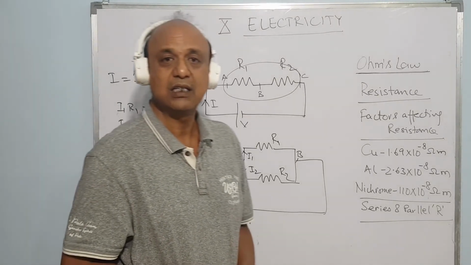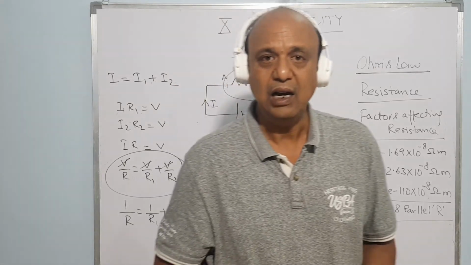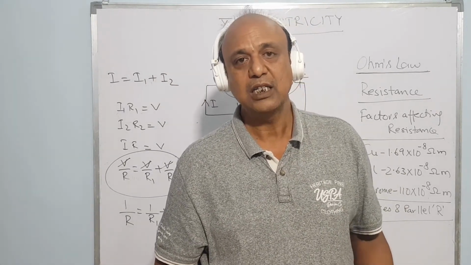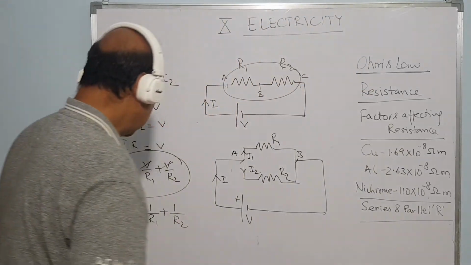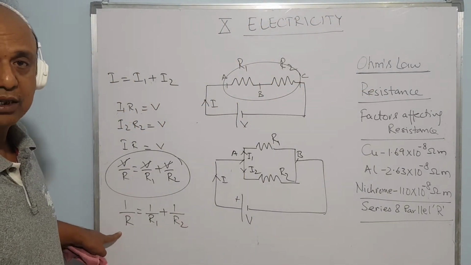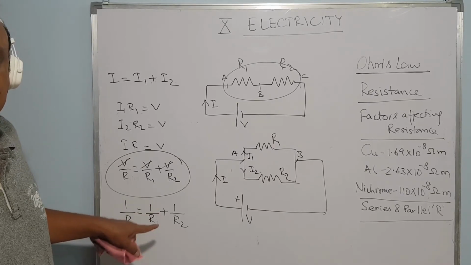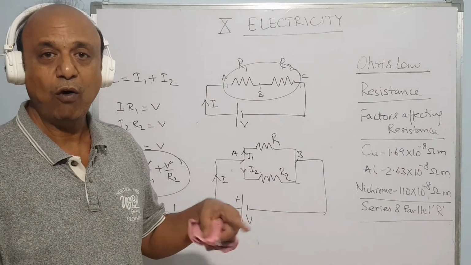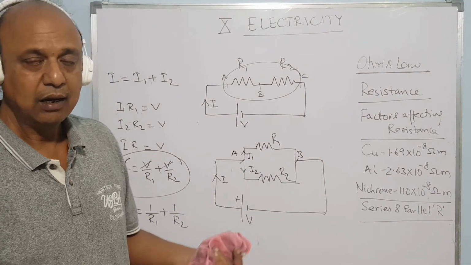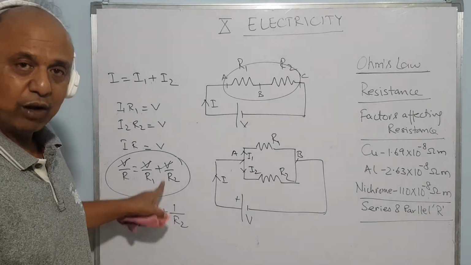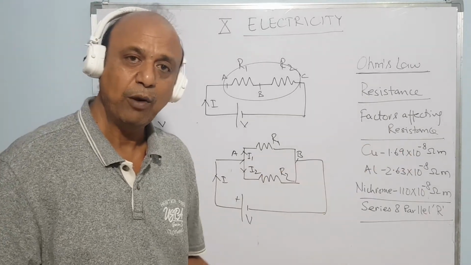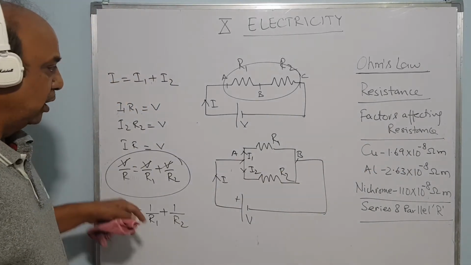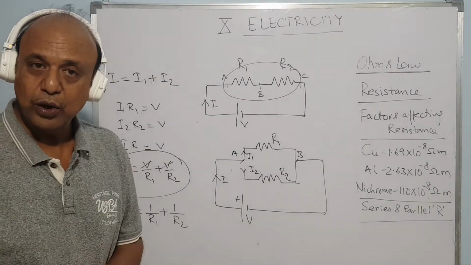That means if the resistances are connected in parallel, how do we find the equivalent resistance? The reciprocal of the equivalent resistance is equal to the sum of the reciprocals of all the individual resistances. If I had 5 resistances, 1 upon R1 plus 1 upon R2 plus 1 upon R3, so up to 1 upon R5. Hope this is clear to you today.